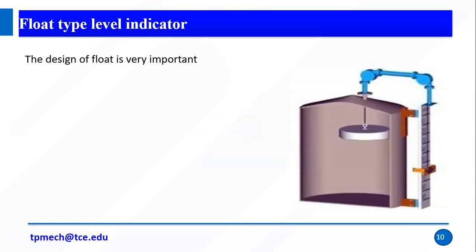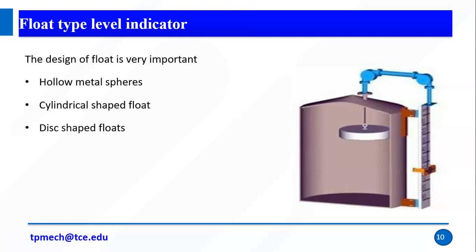Alright, the float type level indicator, the design may be hollow metal spheres. Generally the float is made of hollow metal spheres or cylindrical shaped parts, or disc shaped floats. So we have a variety. But inside the floats, air should be present, so hollow, right? So this design of the float is very, very important. Generally it is a hollow metal, cylindrical shaped or disc shaped float. So this is what we use.